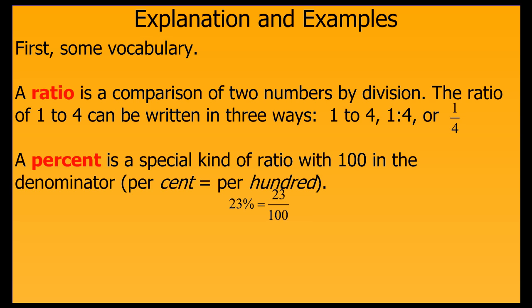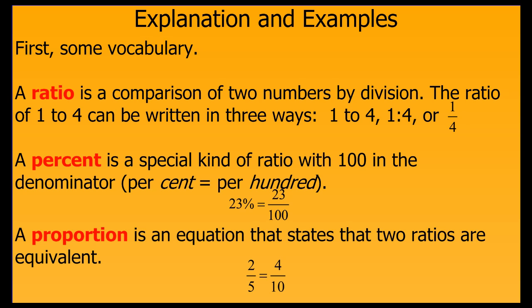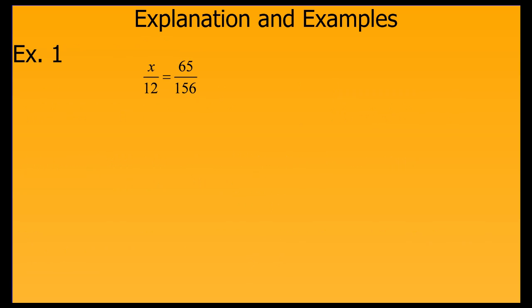A percent is a special kind of ratio that has 100 in the denominator. It might help to remember that percent means per hundred. A proportion is an equation that states that two ratios are equivalent. For example, 2/5 equals 4/10. Let's look at some examples.